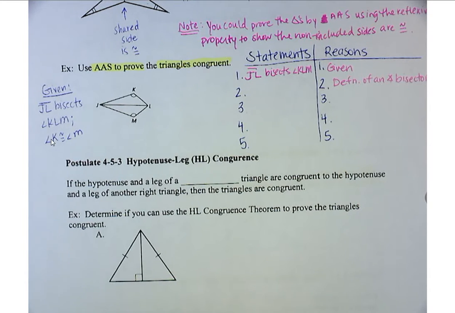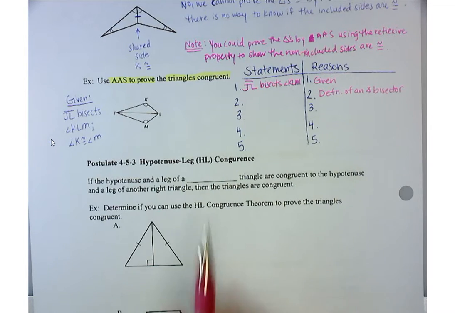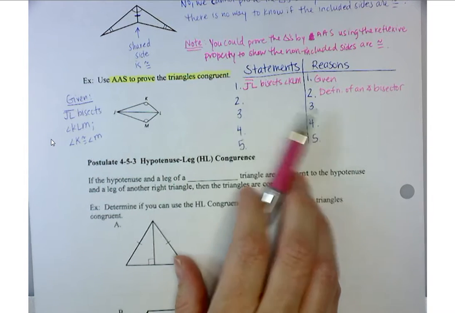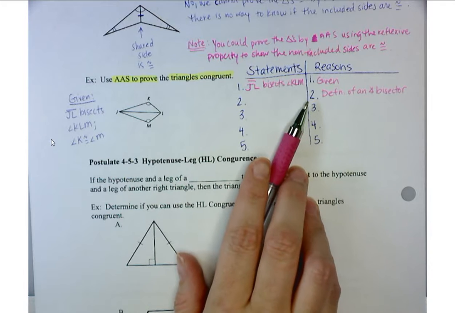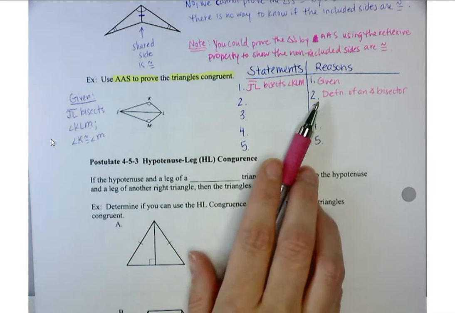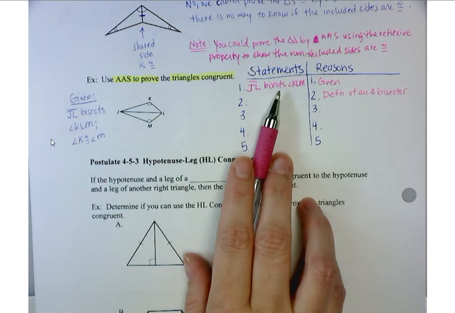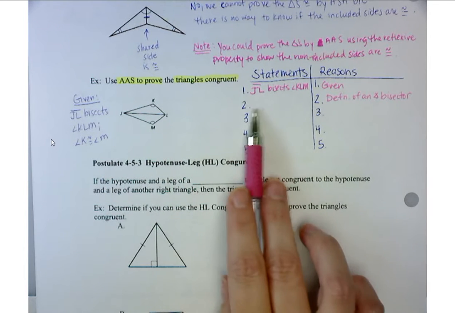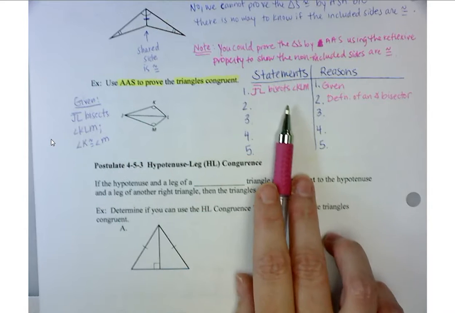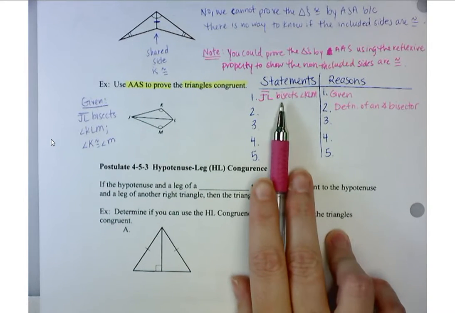If you started with angle K is congruent to angle M, I wouldn't mark that wrong either. And if you did them one right after the other, that would be fine. I just want you guys to see that if I start with this, it's automatically going to lead me to my next step, and this step should follow this statement. Now, when you're deciding what goes here for the statement, you have to actually look at the picture.